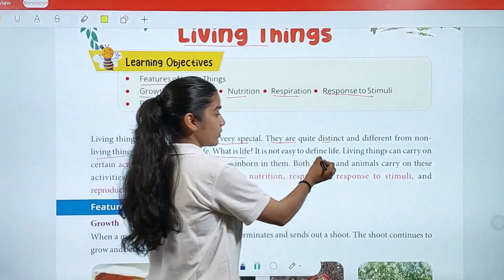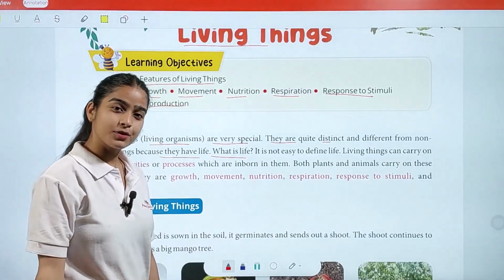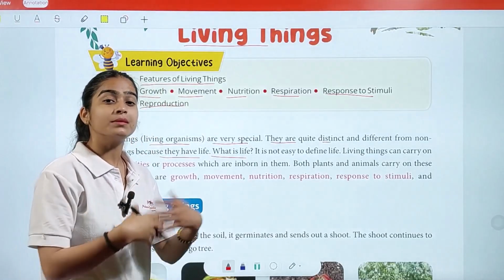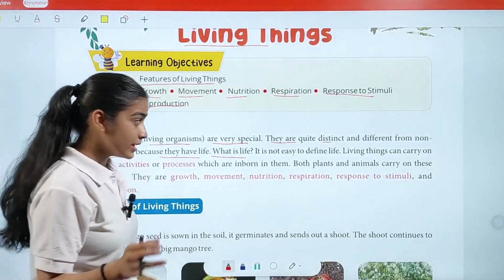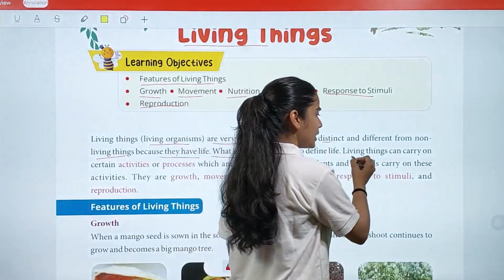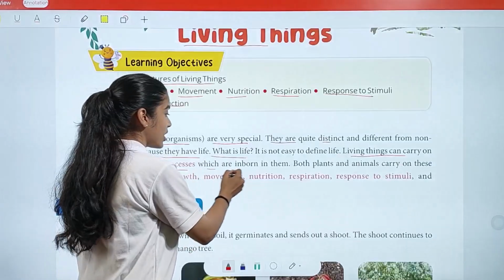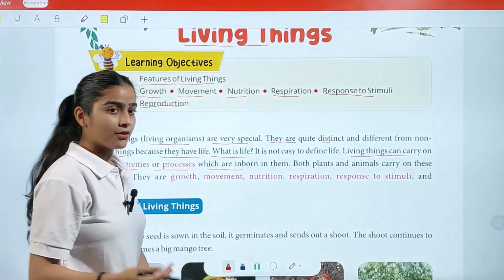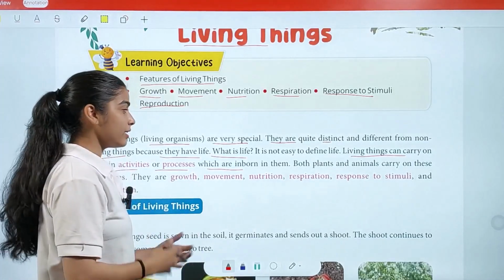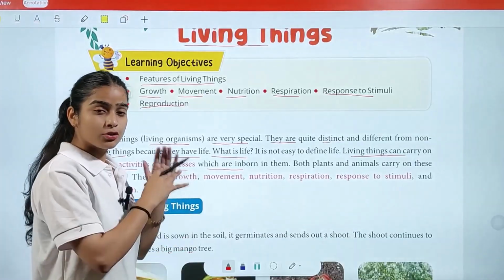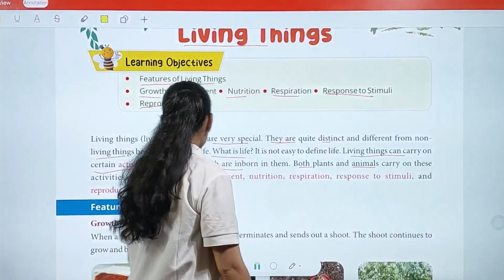It is not easy to define life. We cannot define life easily because my life is different from your life and your life is different from somebody else's life. Okay, so life cannot be described easily, but what we can understand here, living things can carry on certain activities or processes which are inborn in them. So they do these activities which they get when they are born, and they continue these processes throughout their life. So both the plants and animals carry on these activities.